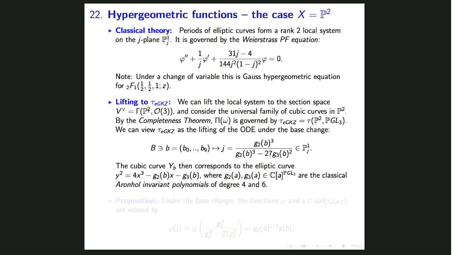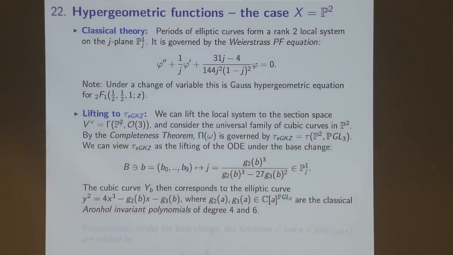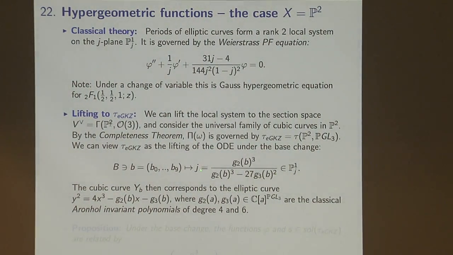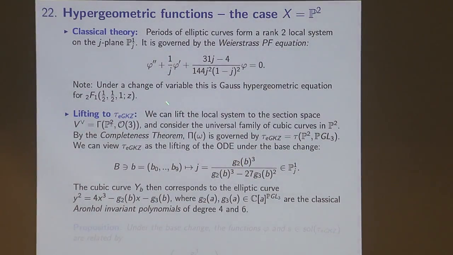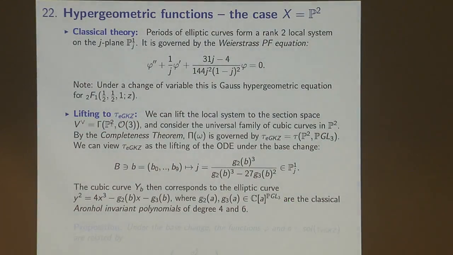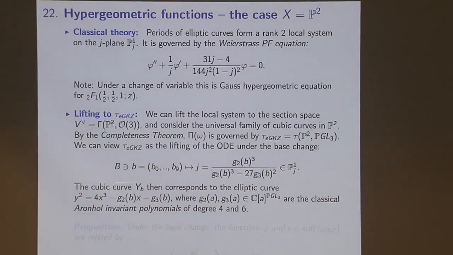So this lifting could be thought of as given by a base change. So what is this explicit base change? So in this case, V check is 10-dimensional. So every point is given by 10 coordinates, which I call B0 to B9. The base change is given by the map sending this vector B0 to B9 to the J invariant given by this well-known ratio. So the G2 and G3 are the standard Eisenstein series of weight 4 and weight 6. So this gives me a point in the J plane.